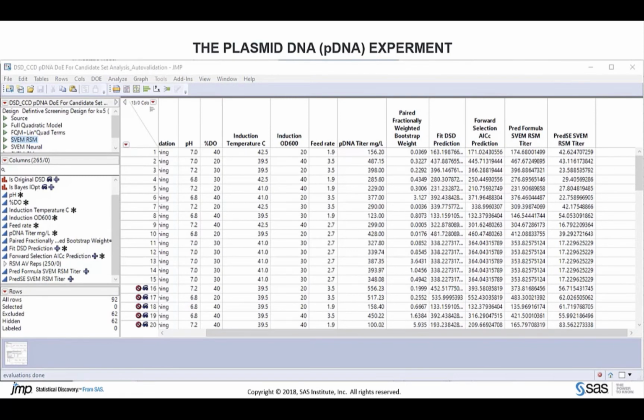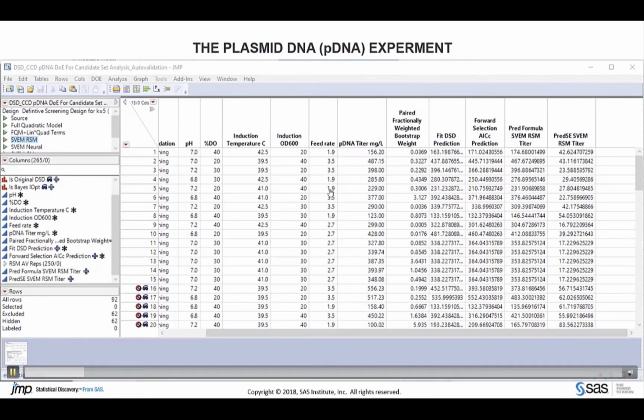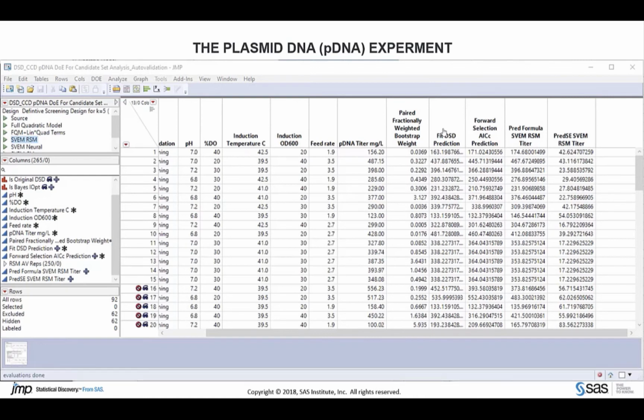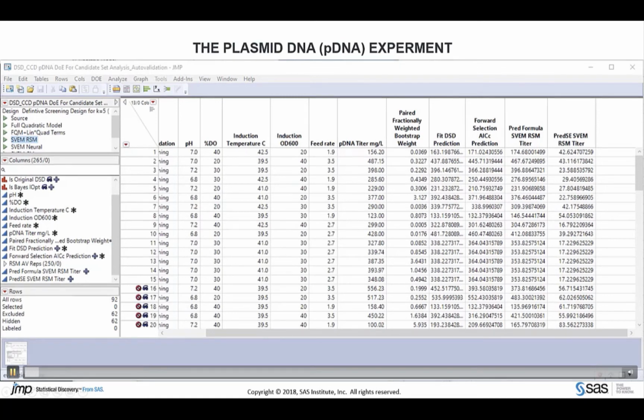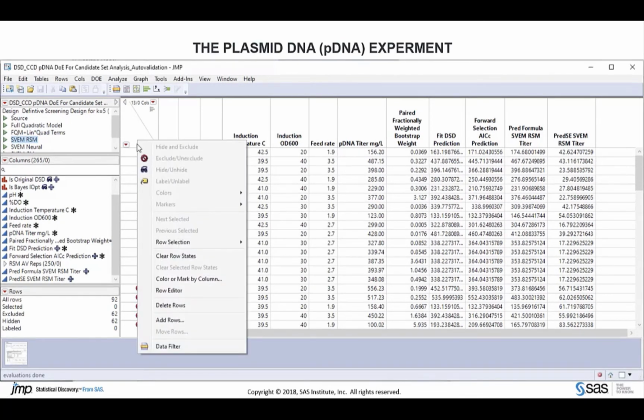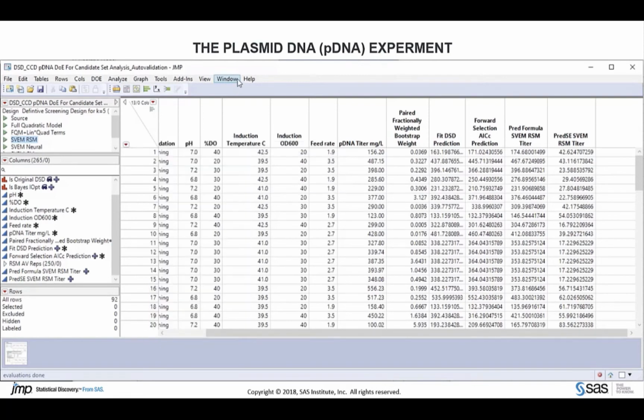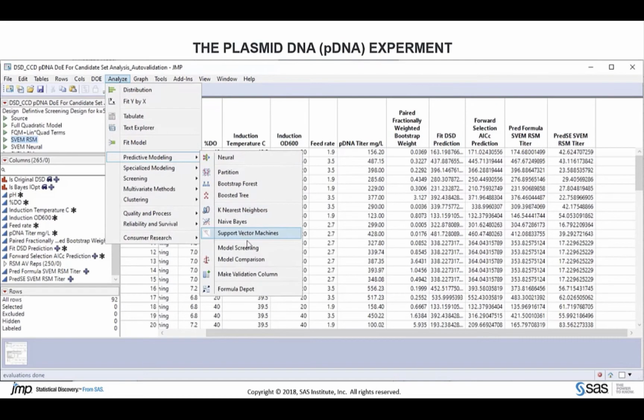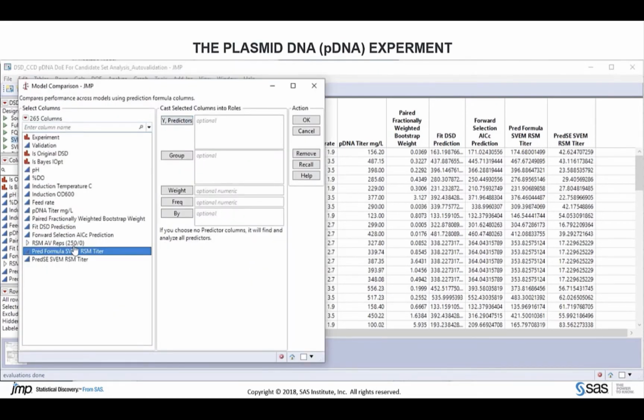So prior to running S-VEM, I used the FitDSD platform to find a model for the observations in the DSD. And then I also went into the generalized regression platform and used forward selection in combination with the AICC model selection criteria to find a model also. So what I'm going to do now is unexclude the central composite design rows, and then go into the model comparison platform to see how these three models are performing on the CCD runs.